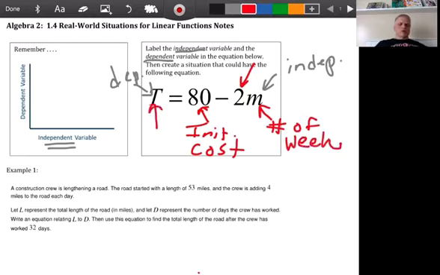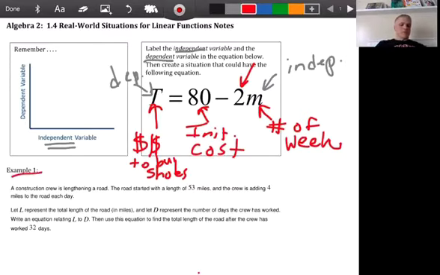So if you take the initial cost of 80 and you subtract $2 times however many weeks have gone by, then that means that this capital T is going to be the amount of money that you still owe, or the amount of money that you still have left before you can buy your shoes. Okay, and you can make up a word problem with something other than shoes. It's just giving you a quick example of how you could take a linear equation and relate it to something that is an everyday example.